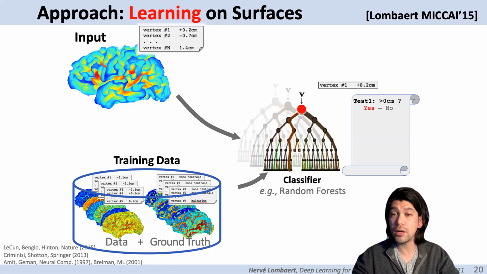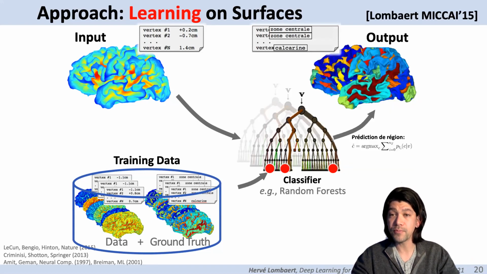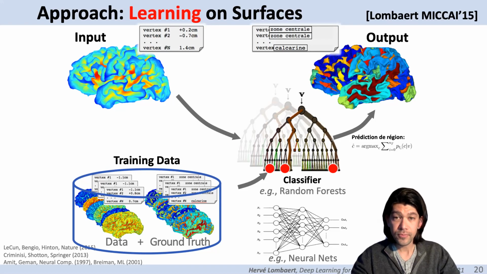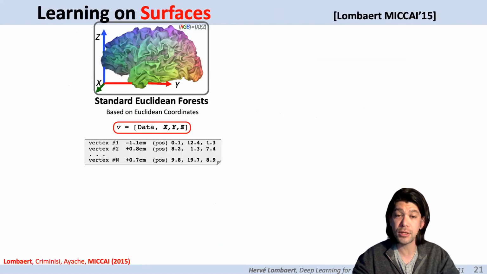So for example, the first test: is it positive or negative data? Yes or no, and then you go left or right depending on how you navigate your tree. If you do this for all the points, that's how you eventually get, for example, your parcellation, how you solve a segmentation problem on the brain. That's all great. It could be neural nets as well, why not. But how do you represent shape, how do you represent space here? Every point has data, that's fine, but how do you represent its spatial position?